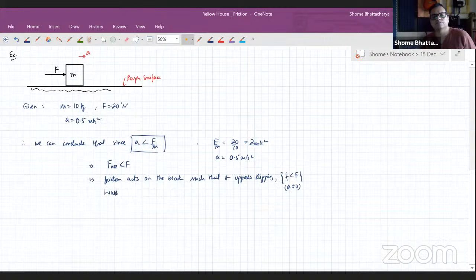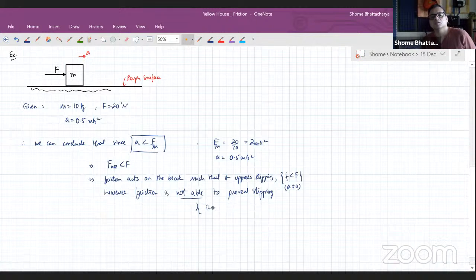However, friction is not able to prevent slipping because it is not enough to balance the external force F.